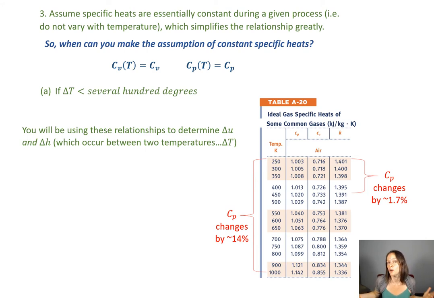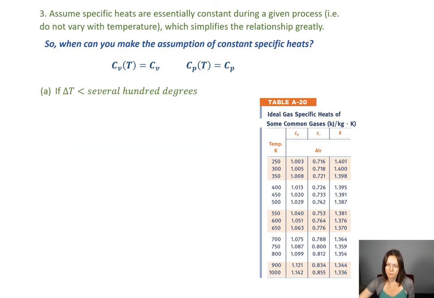But if you're on the order close to 1,000 or more, then 1,000 degrees or more, then the error involved in making the assumption that specific heats are constant and that they don't vary with temperature is going to be quite a bit more.